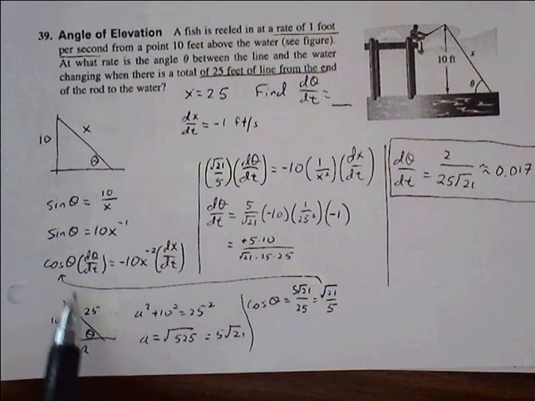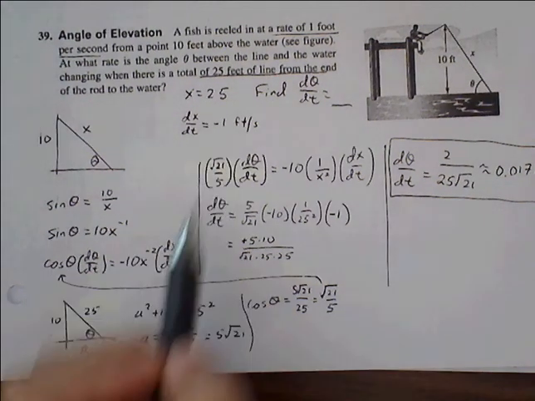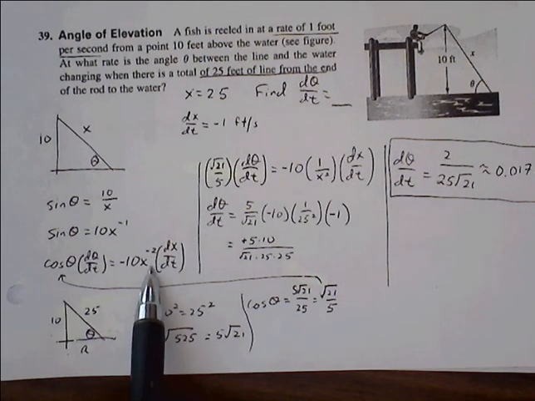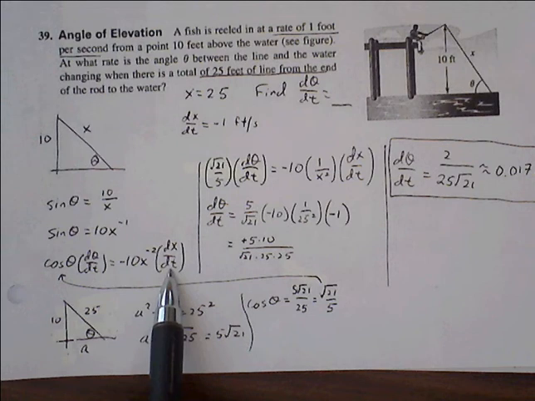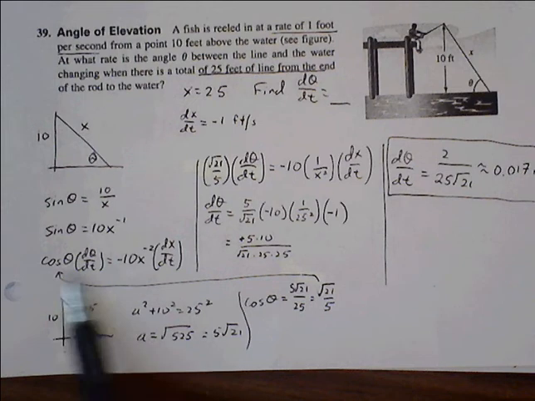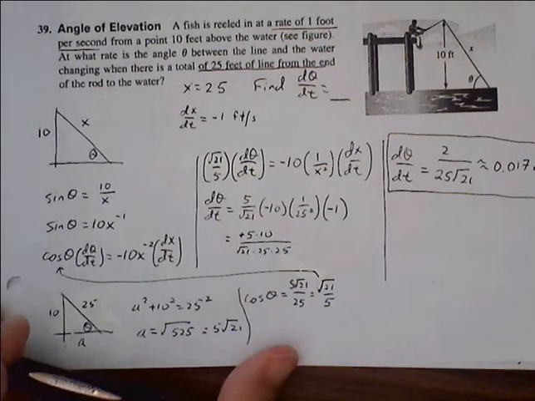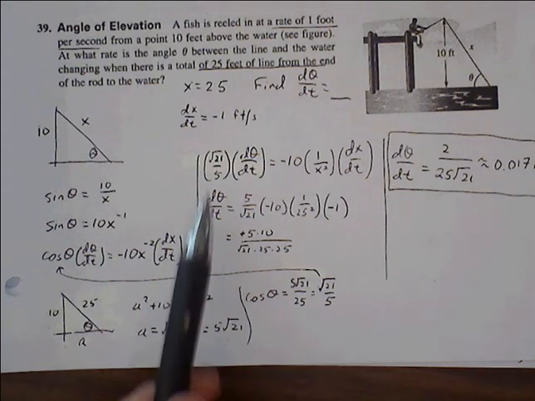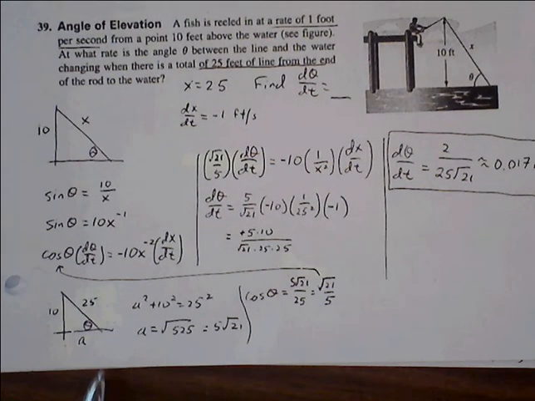So after we find the derivative, we can use this information to make our substitutions. So we know x is going to be replaced with 25. dx dt is negative 1, so we're trying to find d theta dt, but we need to figure out what cosine of theta is. So to find cosine of theta, we're going to use the Pythagorean theorem to find the missing lengths here. So we know this is 10.